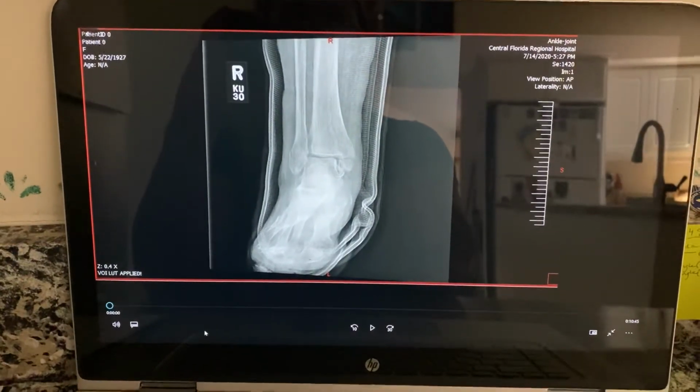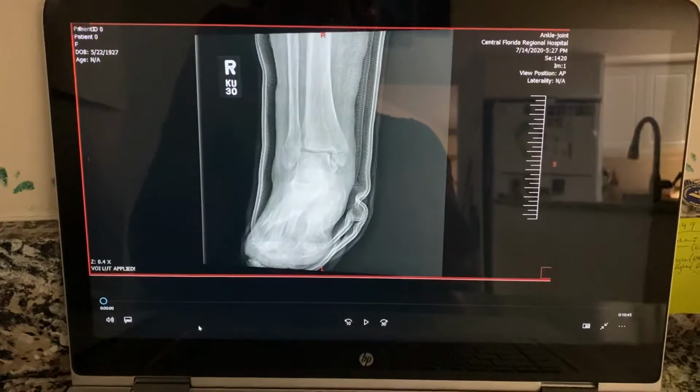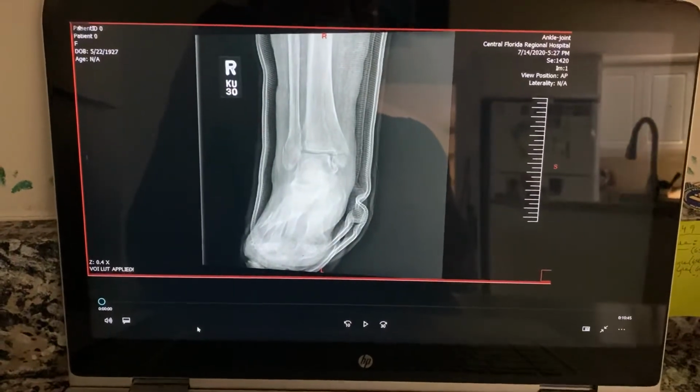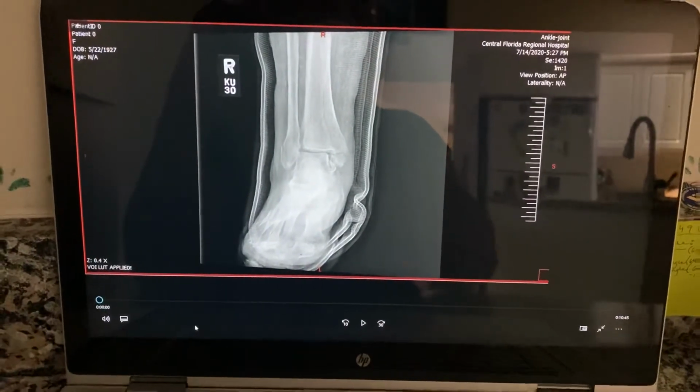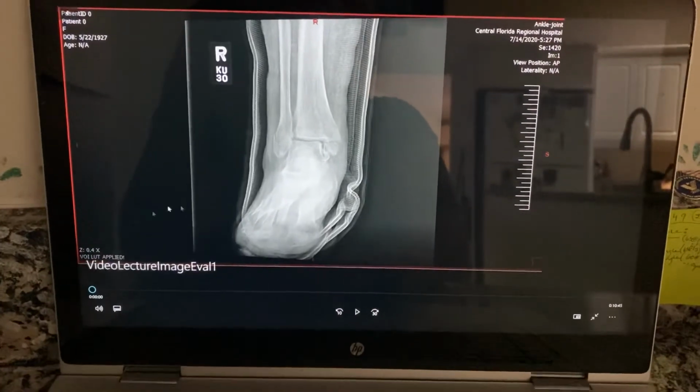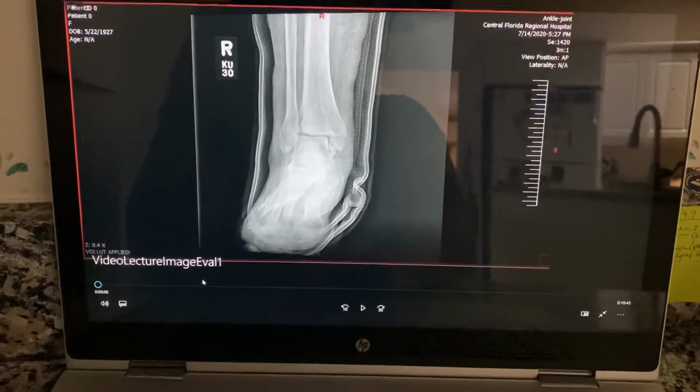I don't know how else to do this. I tried doing a screen recording app and it didn't record my mouse. So I will play the audio and you'll be able to see me use the mouse.